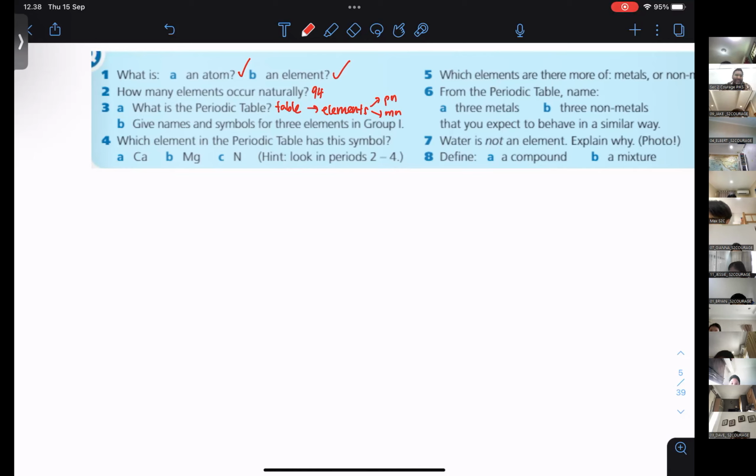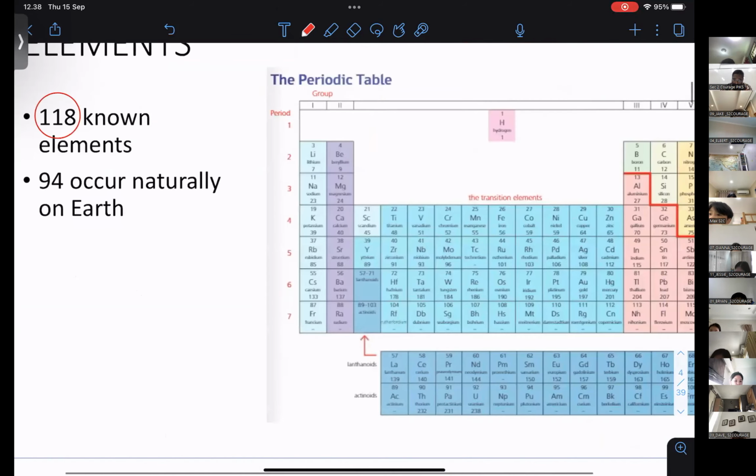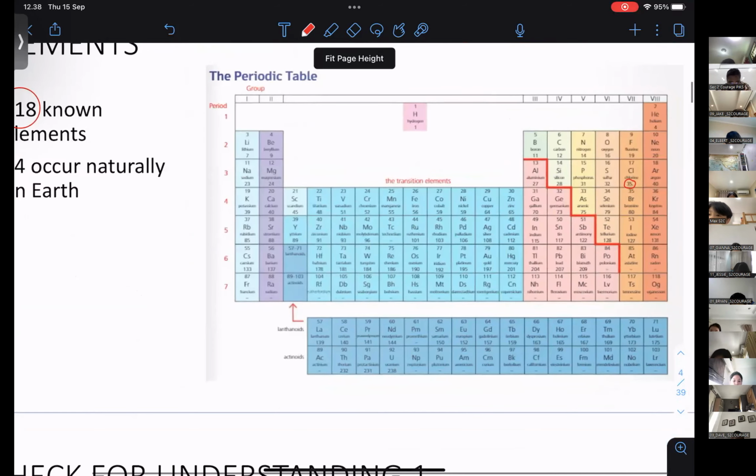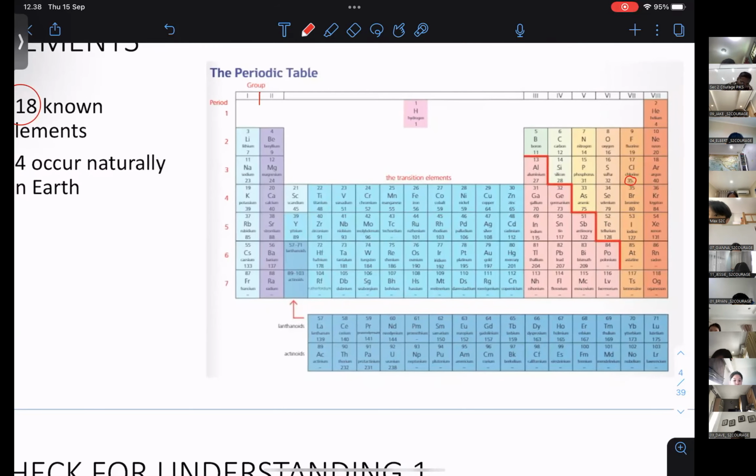Give names and symbols for three elements in group one. Now what is group one? Let's have a look at this periodic table first. If you look at the periodic table, this is going to be group one. You can see group number one, group number two, group number 3, 4, 5, 6, 7, and 8. That is group. And you can see period number one, period number two, period number 3, period number 4.